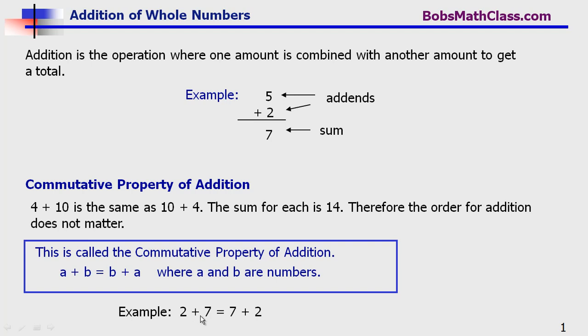Whenever you have two numbers, A plus B, you could switch the order. That's the same thing as B plus A, where A and B are numbers. And that's called the commutative property of addition.